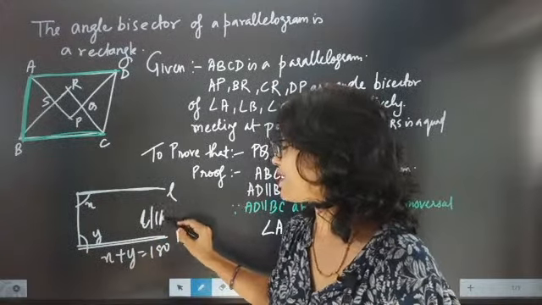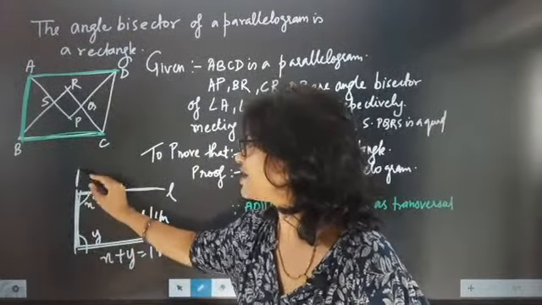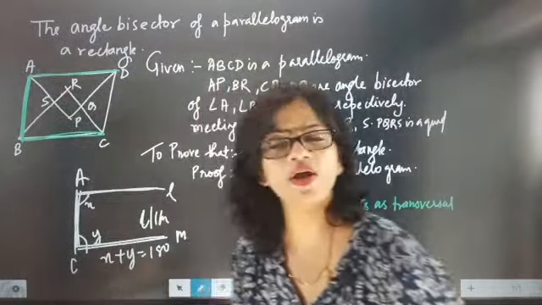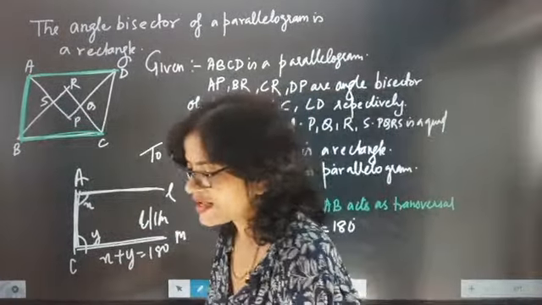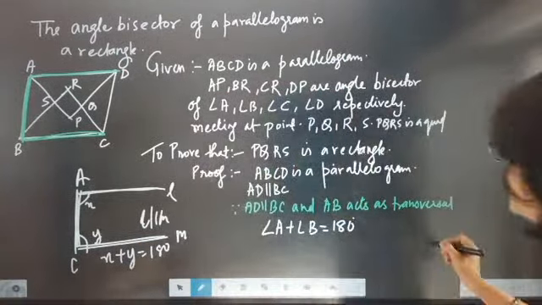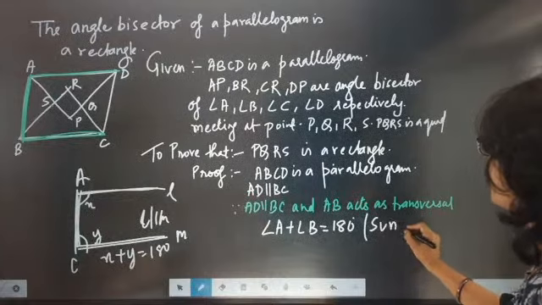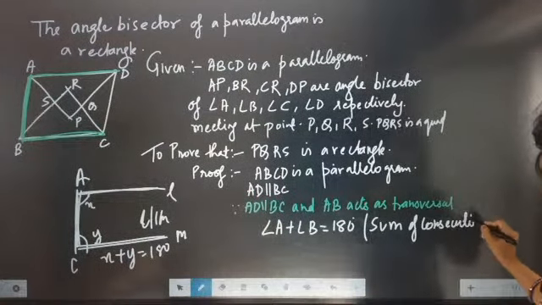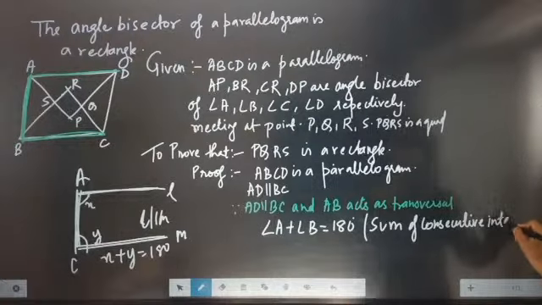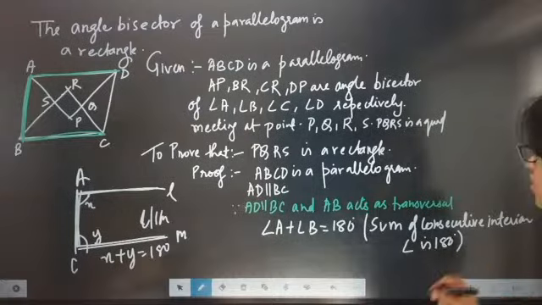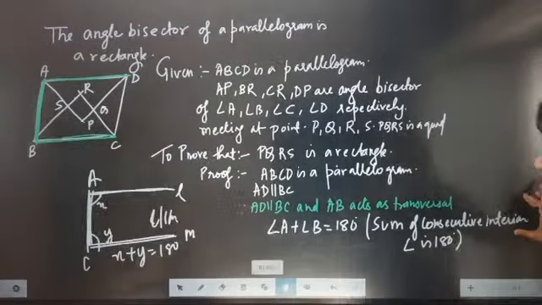L is exactly parallel to M and AC is acting as a transversal. So that means this angle plus this angle will be equal to 180 degrees. We can write it like that and say that the sum of consecutive interior angles is 180 degrees. Very good, Shikha. So the sum of consecutive interior angles is coming as 180 degrees.